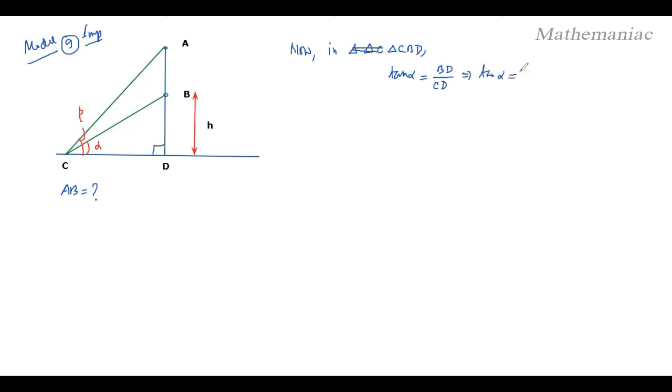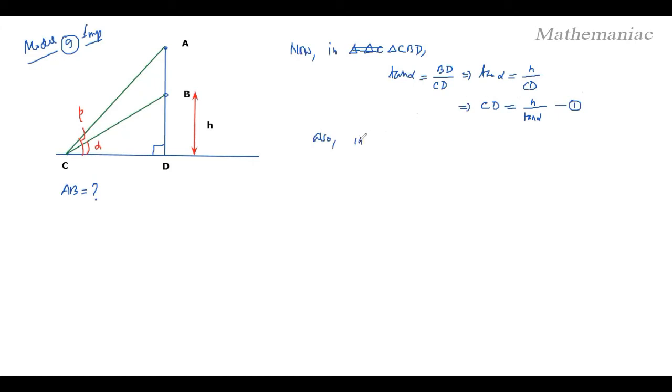BD, what is the value? H. And CD is here. So you find what CD equals, because here the unknown quantity is CD only. BD is already known.